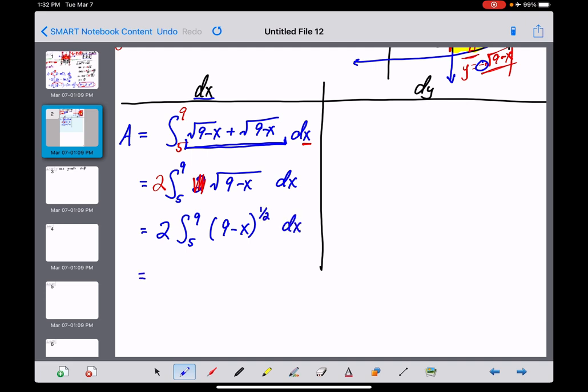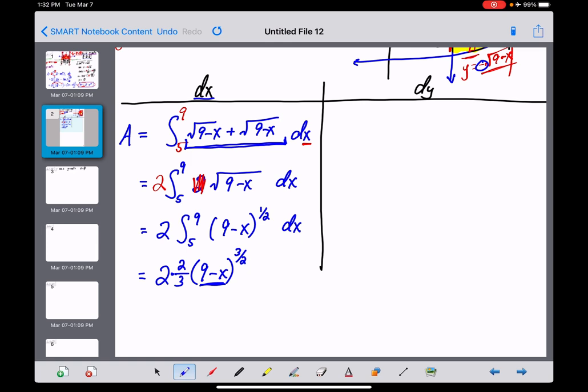So where's this going to get us? We've got a 2. The base of our exponent is going to stay the same, 9 minus x. We raise our exponent by 1, that's 3/2, divide by that new exponent, which means multiply by its reciprocal, so that's going to be 2/3. And then lastly, we have to reverse the chain rule by dividing by the derivative within. And the derivative within of 9 minus x is -1.